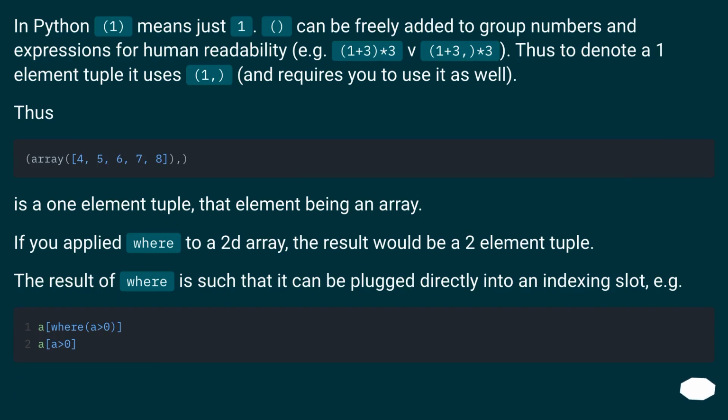In Python, a comma means just one, and can be freely added to group numbers and expressions for human readability, for example (1 + 3, 3), (1 + 3),3. Thus to denote a one-element tuple it uses a trailing comma, and requires you to use it as well. Thus the result is a one-element tuple, that element being an array. If you applied where to a 2D array, the result would be a two-element tuple.